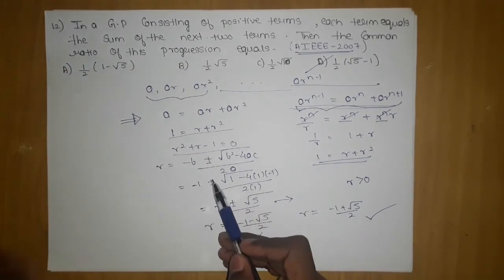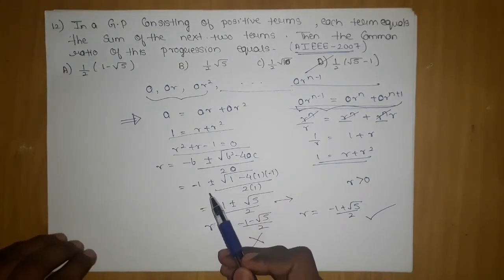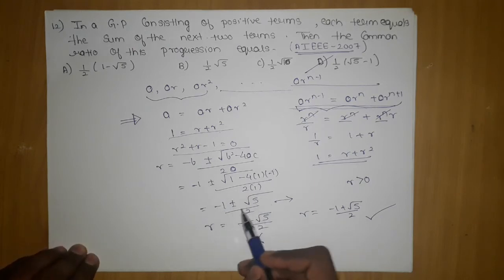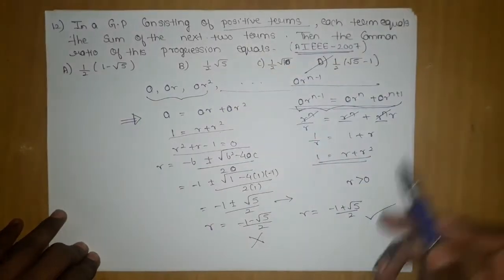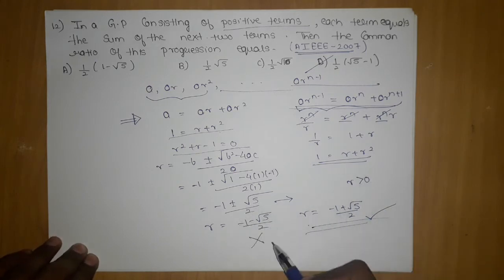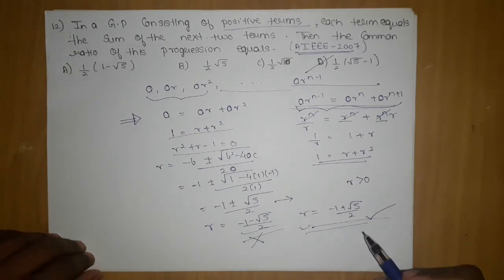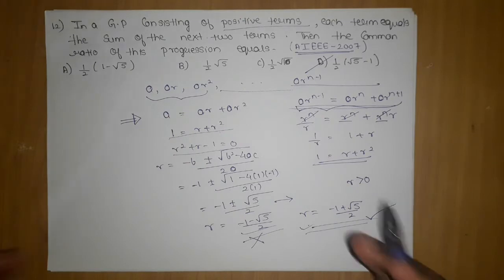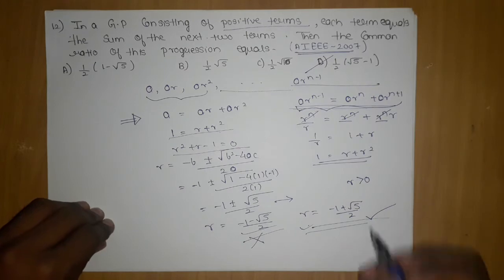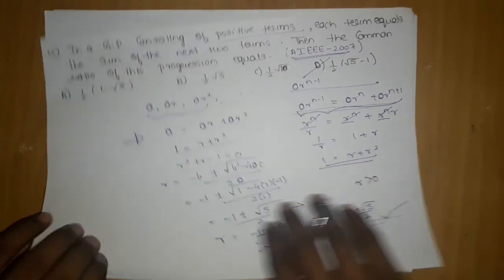We simplified using minus b plus minus under root b square minus 4ac upon 2a, which is the formula to get the roots of a quadratic equation. So we got two roots. We differentiated between the two roots on the basis that it should be a positive GP, so r should be positive. When we got the r that is positive, we got our answer. Although you can check by the options also. There was only one option of this kind, so this was probably the right answer. But if they had given these two options, then this answer would be the correct answer. Now let's move on to the next question.